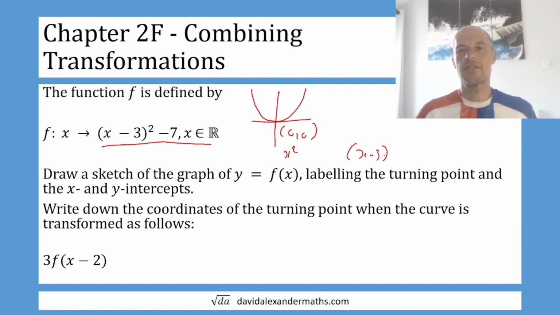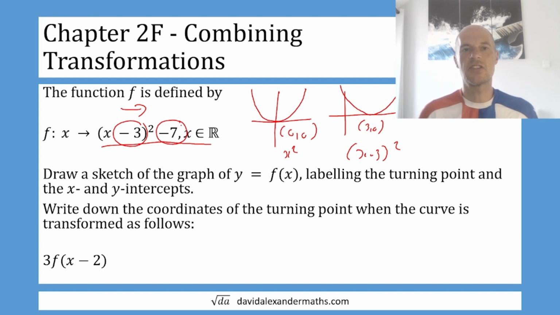X take away 3 squared is going to be the x squared graph shifted 3 units to the right. So therefore the turning point will now be at 3, 0. And if it's x minus 3 squared minus 7, this is just affecting the y coordinates. So we just subtract 7 from the 0. So the turning point is going to be 3, negative 7.